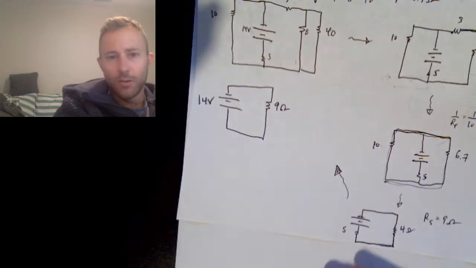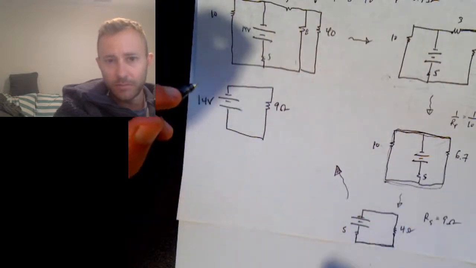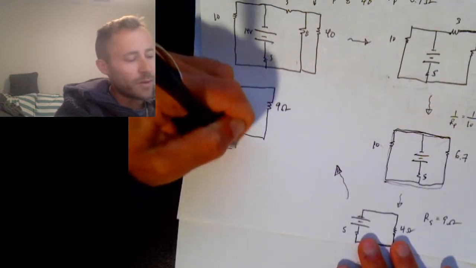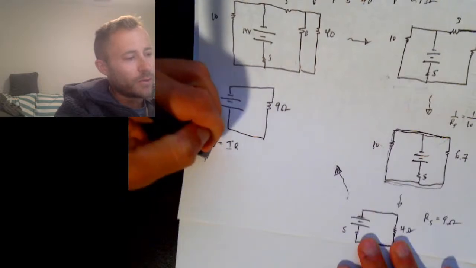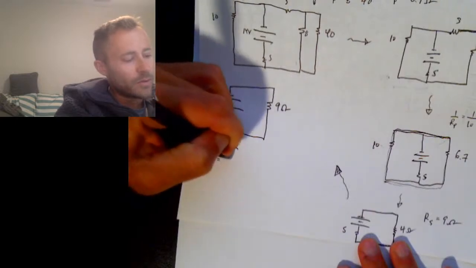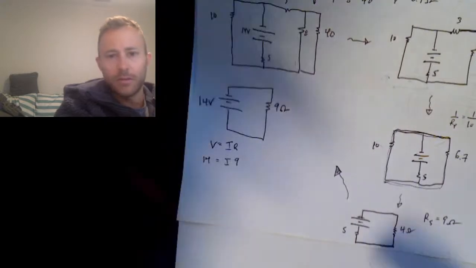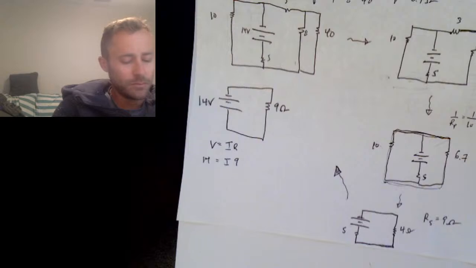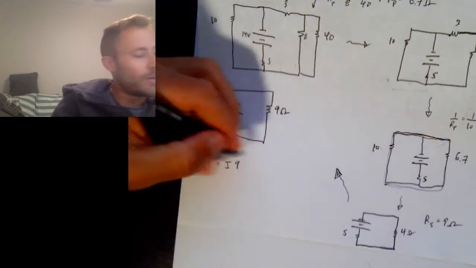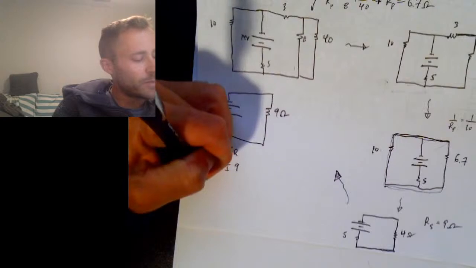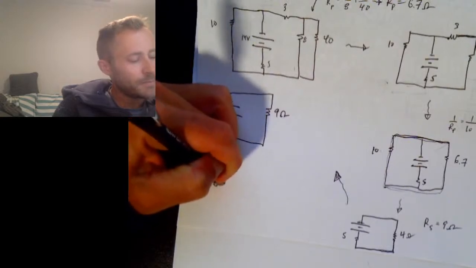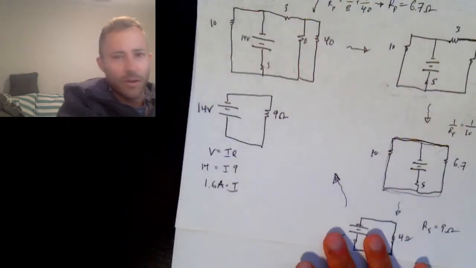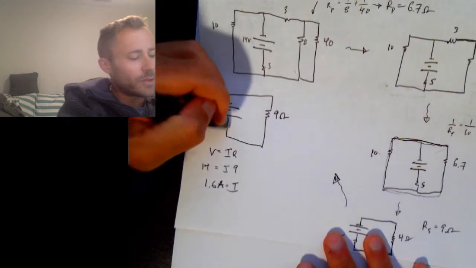Okay? Once we have it down to one resistor, we use Ohm's law. So V equals I times R. The voltage is 14 volts. The total resistance is 9 ohms. So we get 1.6 amps of current. So that means that the batteries are outputting 1.6 amps. It's going to go out this way.